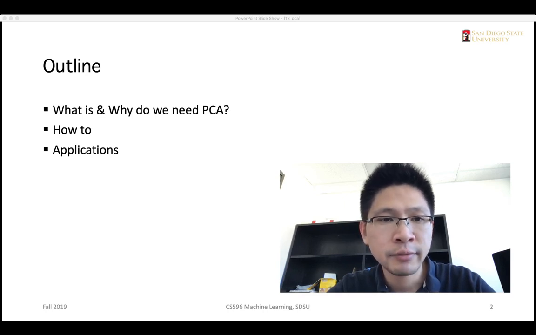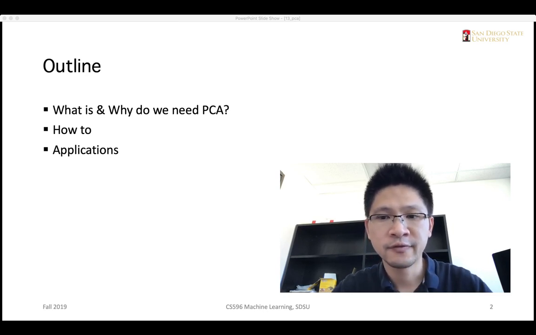And then we will jump into the details of how to conduct PCA on paper, and I will have some Python code as an example. Okay, and then finally we will reach some interesting applications and commonly used applications for PCA.